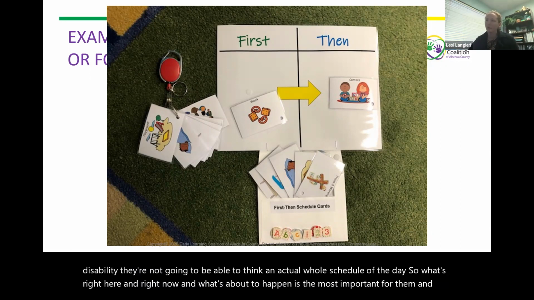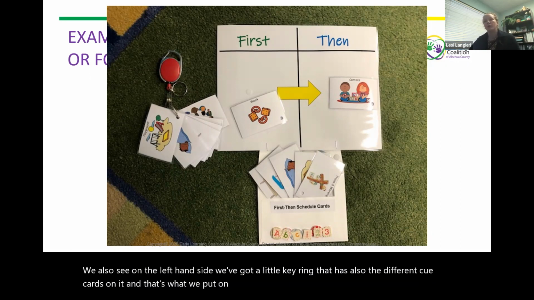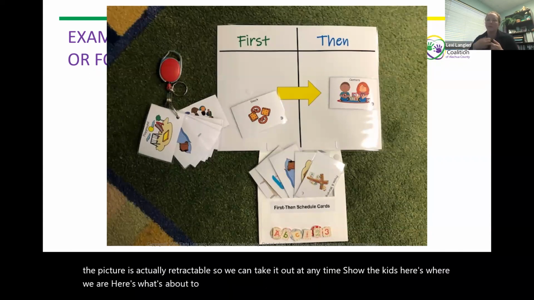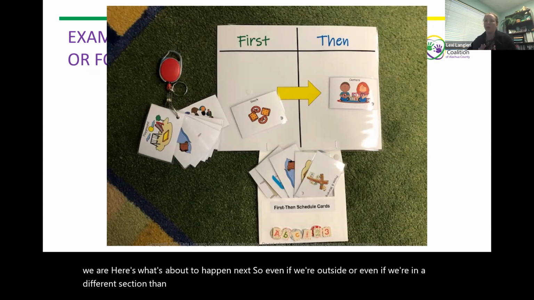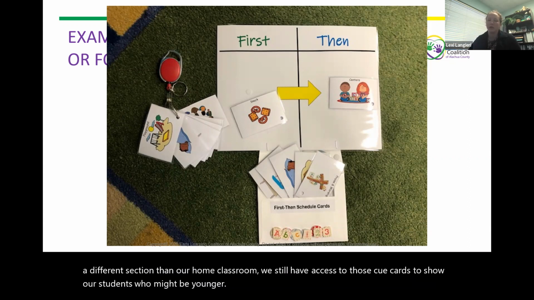We also see on the left-hand side, we've got a little key ring that has the different cue cards on it. And that can be put on your belt buckle or your pants. The one we have in the picture is actually retractable, so we can take it out at any time, show the kids, here's where we are, here's what's about to happen next. So even if we're outside or in a different section than our home classroom, we still have access to those cue cards to show our students who might be younger or who might need that more individualized instruction.